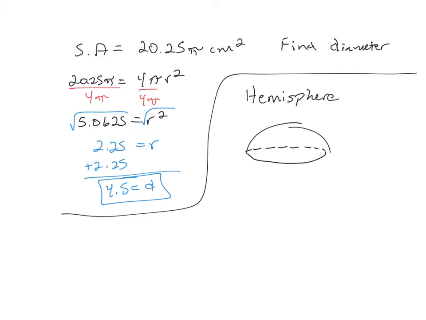I suppose you could, if the formula is 4 pi r squared, the surface area is half of that, so would it make sense that we have 2 pi r squared? Half of 4 is 2. So you'll have a couple problems that say find the surface area of the hemisphere.